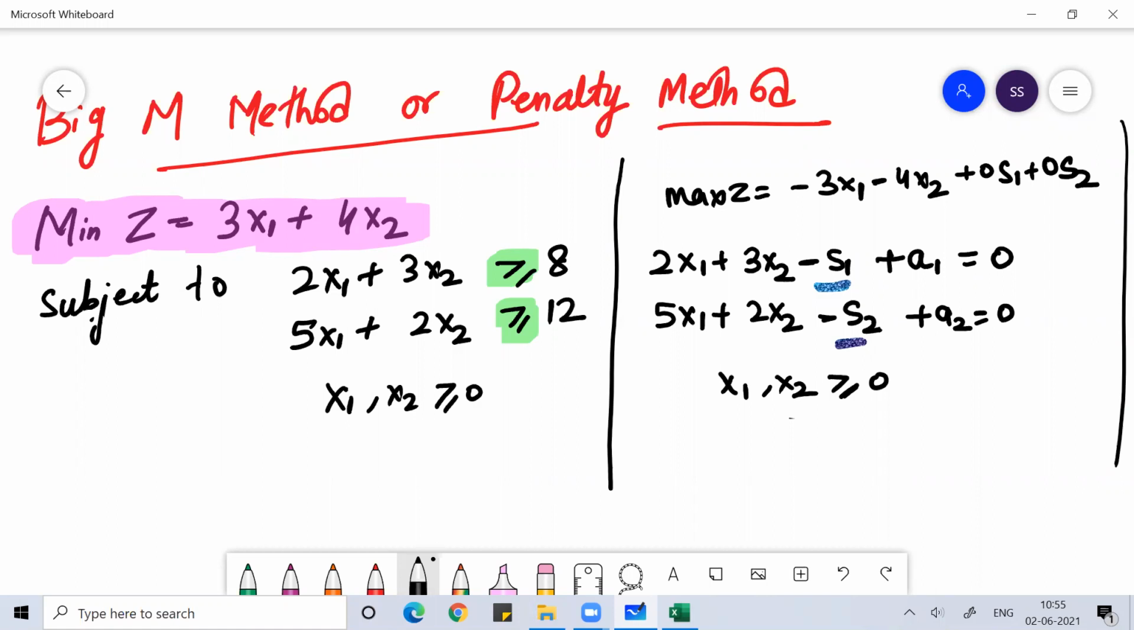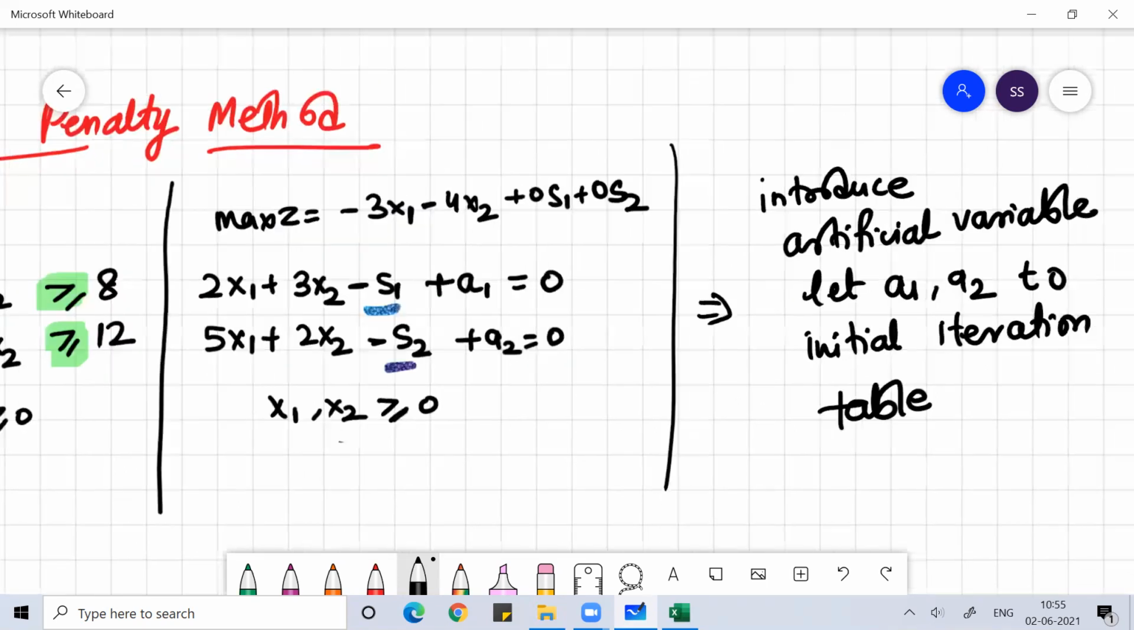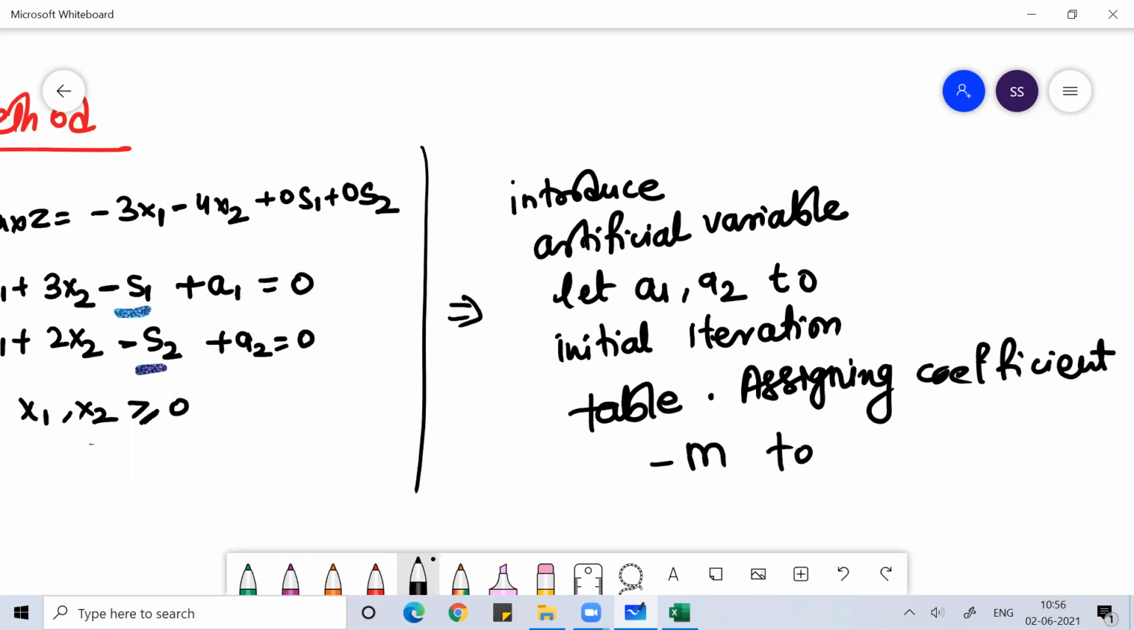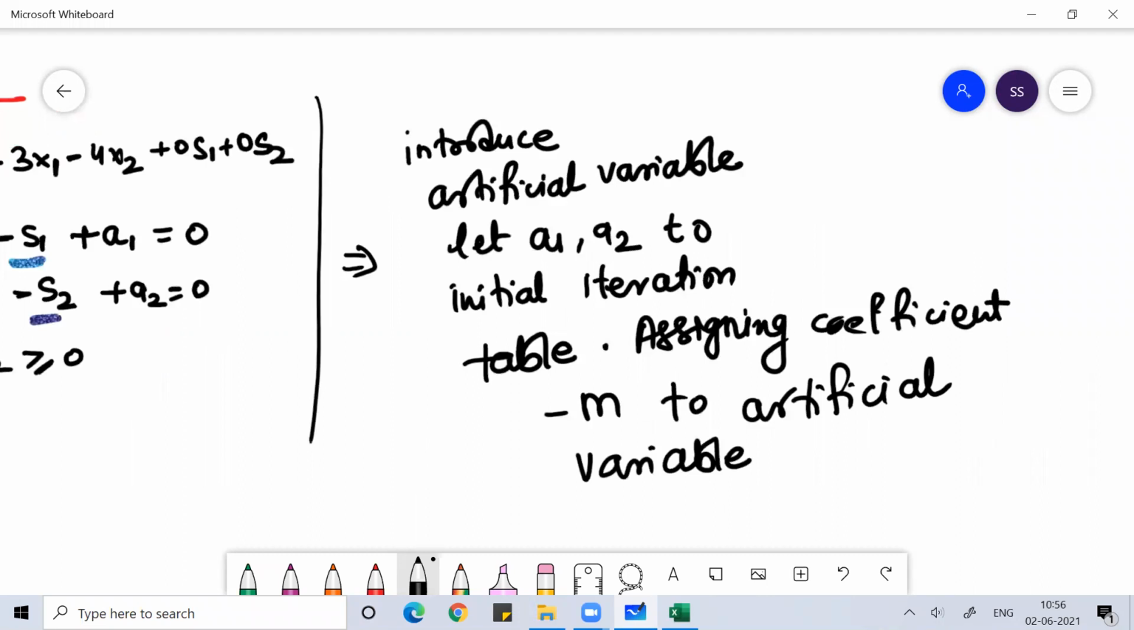How will you make sure, sir? To make sure that they do not impact the part of your assessment, what we do is assign a coefficient called minus M to this artificial variable. I'm assigning this coefficient called minus M to the artificial variable.